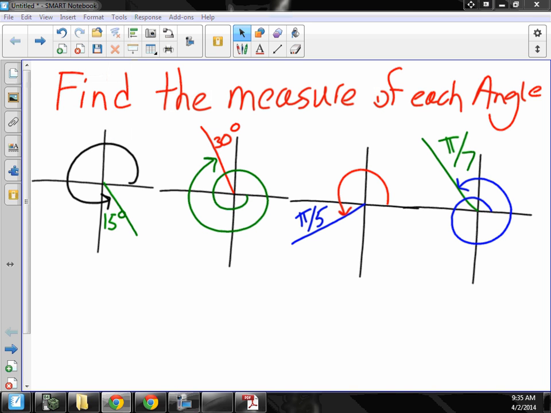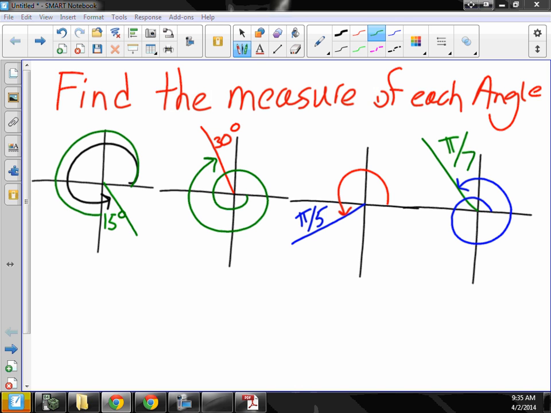So each of these problems has a couple different ways to be thought of. The first one's pretty easy. How far is it from here to here? 270 plus 15 more, 285 degrees. Okay. What do I know about the second problem? It's bigger than 360 and it's negative because we're going clockwise.